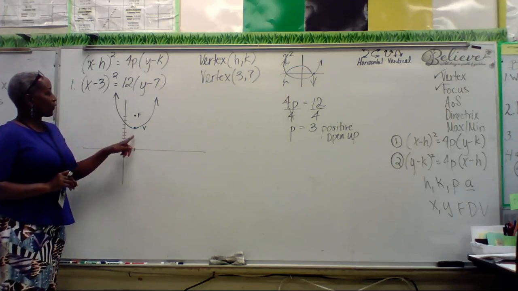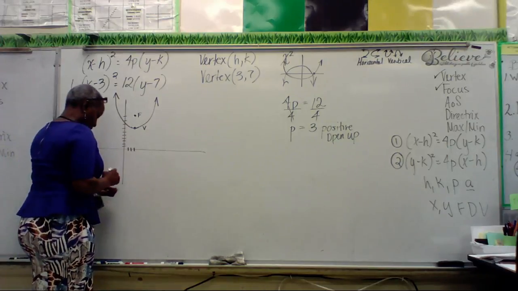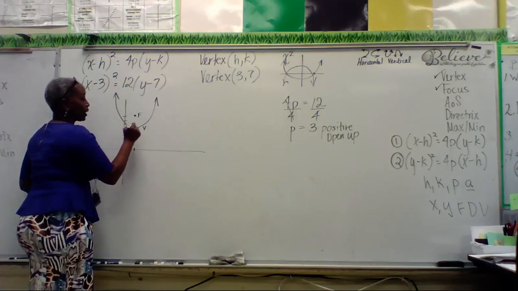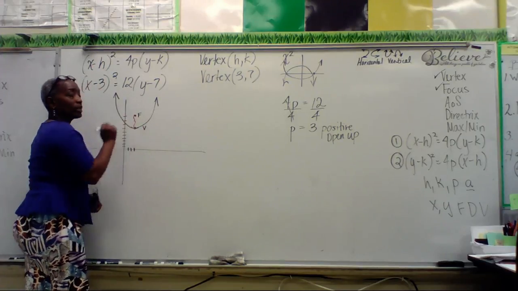Alright. So right now we have the vertex and the focus. So we know that from the focus to the vertex, I'm going to ask someone. Hey, Robin, what is that red distance?